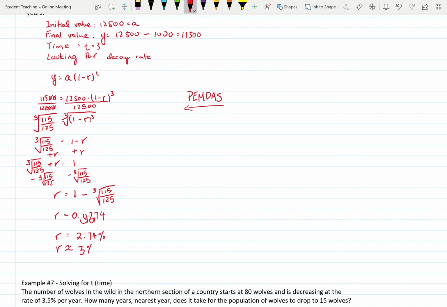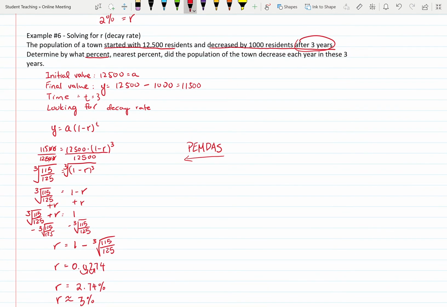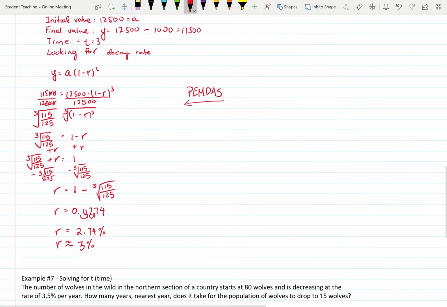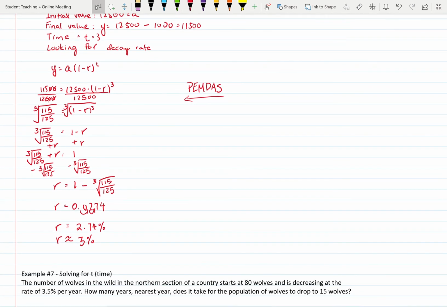3%. Why do I convert to 3? It's because it asks us to round to the nearest percent. So, in this case, 3% has a different meaning. It tells us that the population is decreasing at a rate of 3% each year.